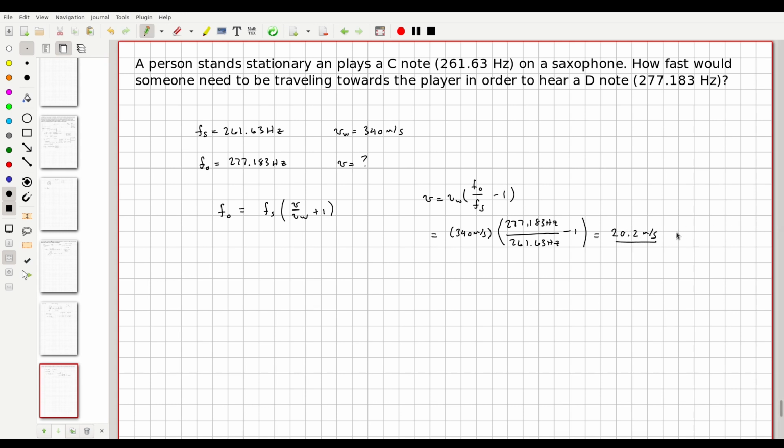So if you think about how fast cars go, 20 meters per second is incredibly reasonable for the speed of a car. So it's entirely possible for you to pass somebody who's playing a saxophone, and inside your car, as you move towards them, you hear the musical note of D, and they are actually playing a C.